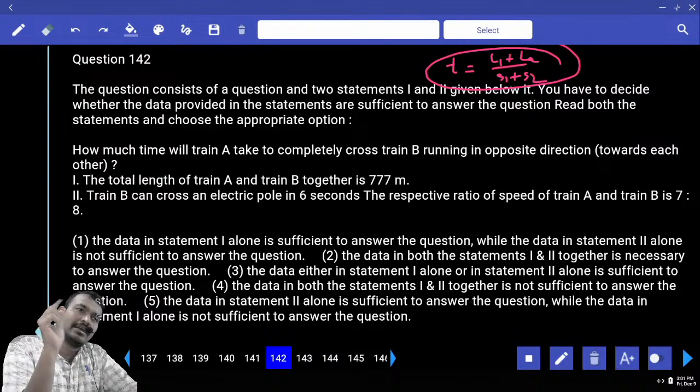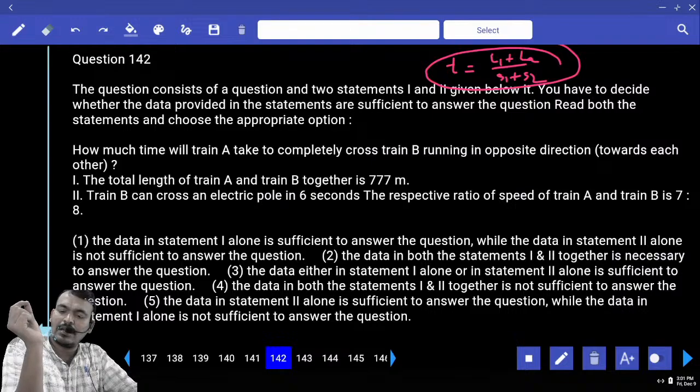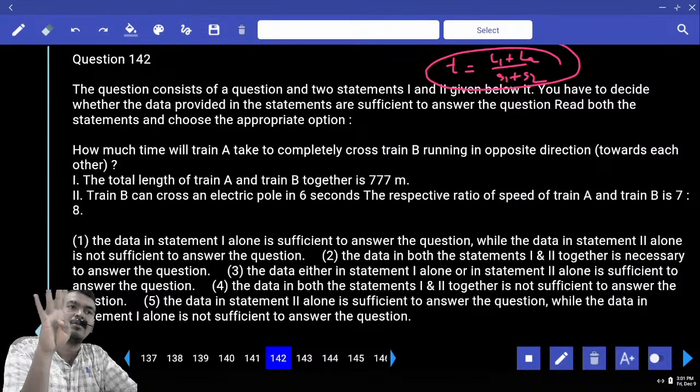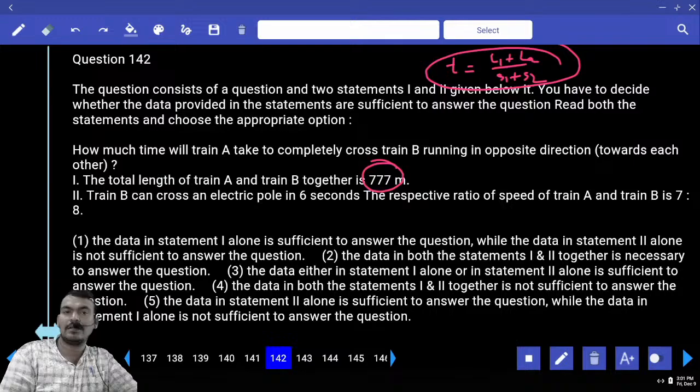When a train passes another train, the total distance is the sum of the two train lengths. Opposite direction means the relative speed is S1 plus S2. How many values do we need? 4 values. If we require time, definitely we need to know the remaining 4 values. For the first statement, the total length of train A and train B together is how much? 777. Means only L1 plus L2 is given. We don't know the S1 and S2 values. Statement 1 alone is sufficient or not sufficient?